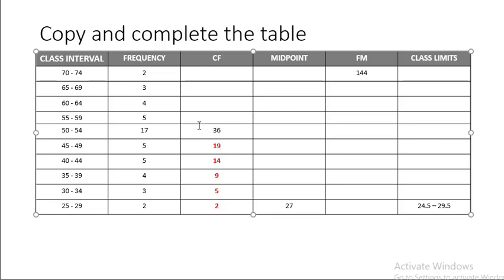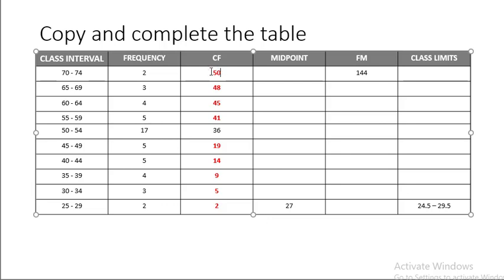So 36 plus 5 gives us 41. 41 plus 4 gives us 45. 45 plus 3 gives us 48. And 48 plus 2 gives us 50. If you add up the total number of frequencies here, it should give you 50.